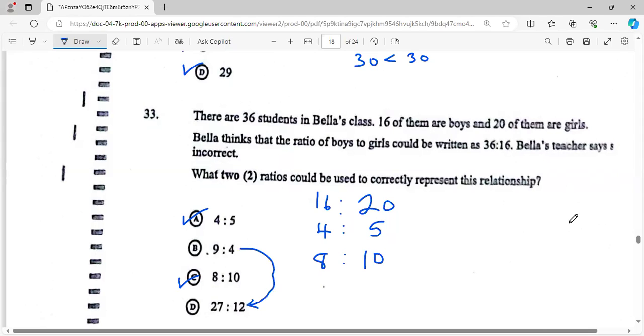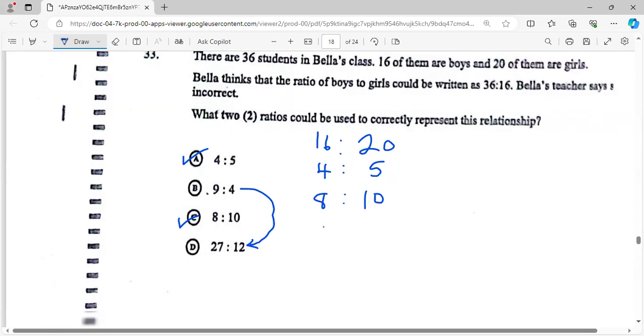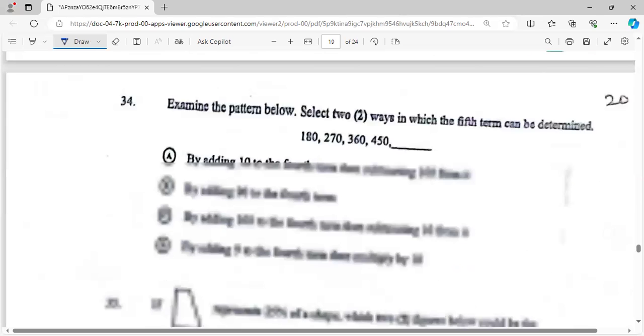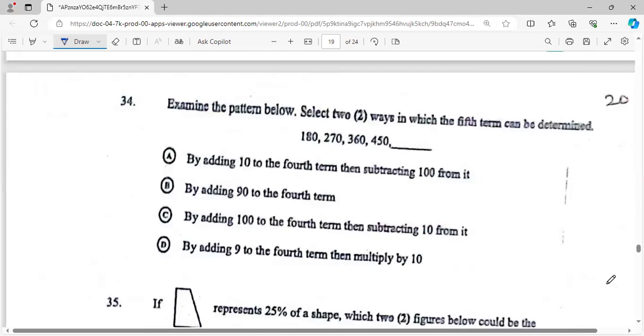All right. So the good person can take on 34, if you wish. So it says, examine the pattern below. Select 2 ways in which the fifth term can be determined.